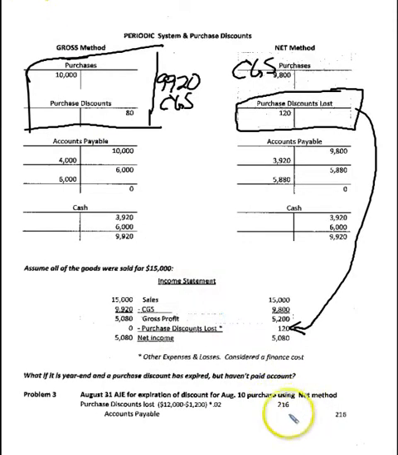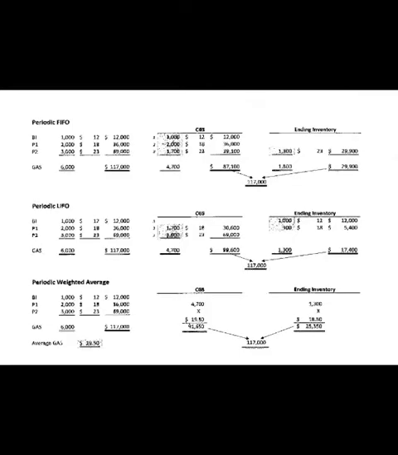In that case, instead of cash as our credit, the credit will go to accounts payable. And I mention that because you're going to see that in one of your homework problems. So now let's move on to problem 6 in your homework.